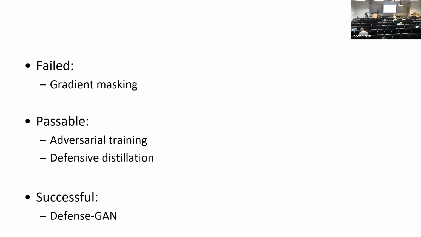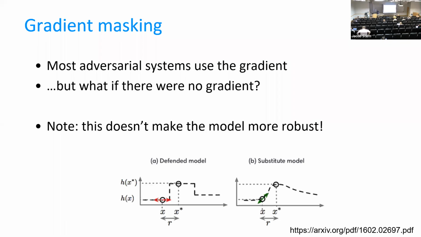So there are 4 approaches we're going to talk about today. One is called gradient masking, which basically tries to prevent the adversary from seeing the gradients of your classifier. Some passable approaches called adversarial training, which is what you proposed, training on adversarial examples, and then also one on defensive distillation. And then the most successful, to my knowledge, which we call the defense GAN.